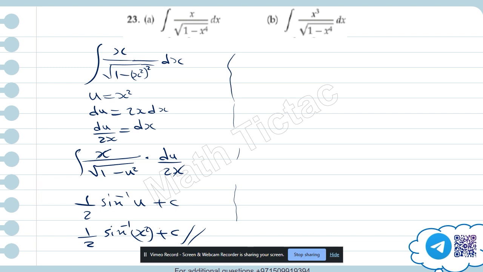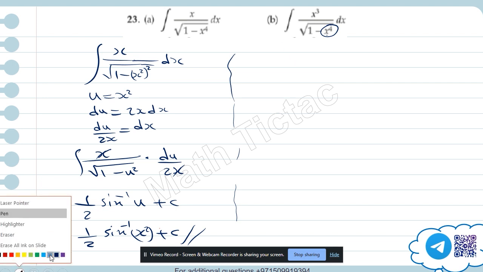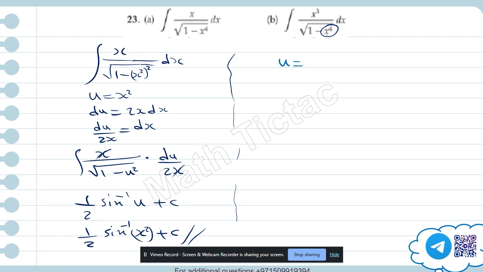Okay, now for part B, this is the integration of x cubed over square root of 1 minus x to the power 4. The derivative of x to the power 4 is 4x cubed, which means for the substitution, u is equal to x to the power 4. That means du equals 4x cubed dx, then du over 4x cubed equals dx.